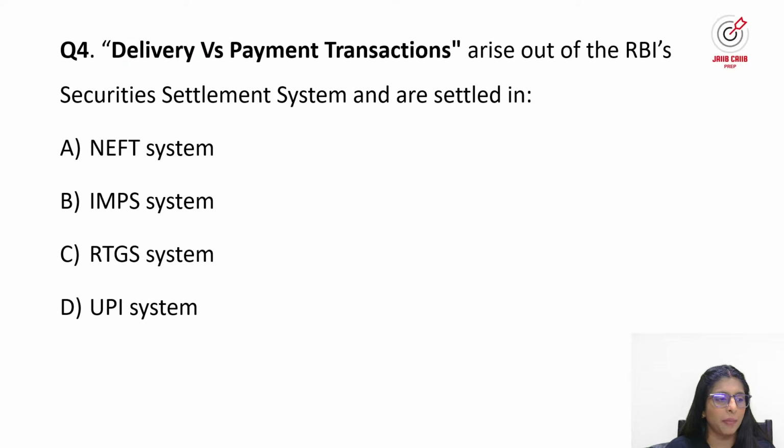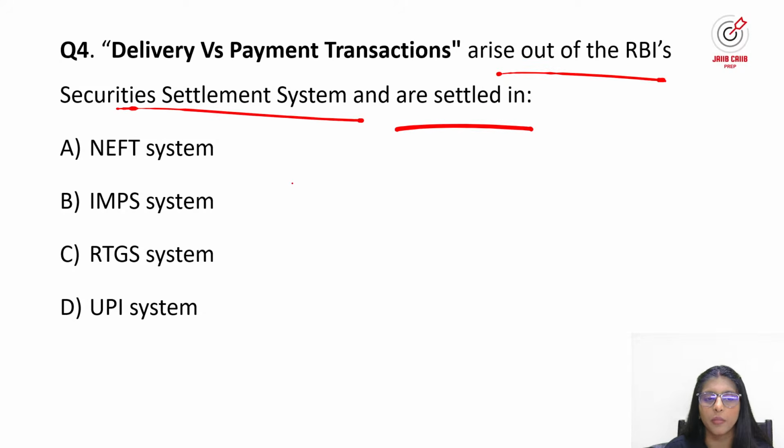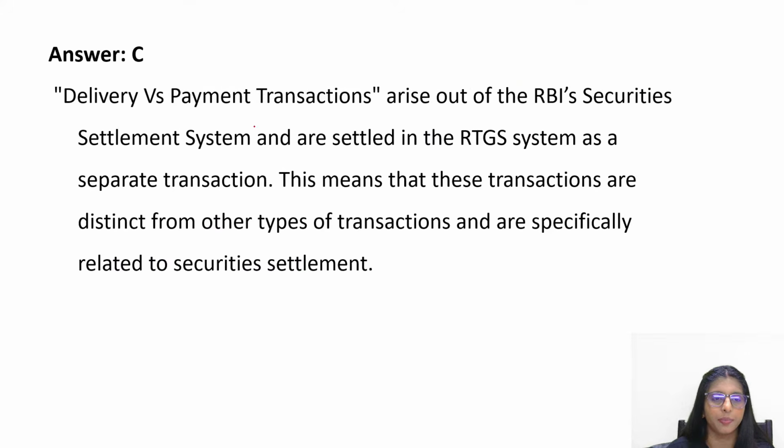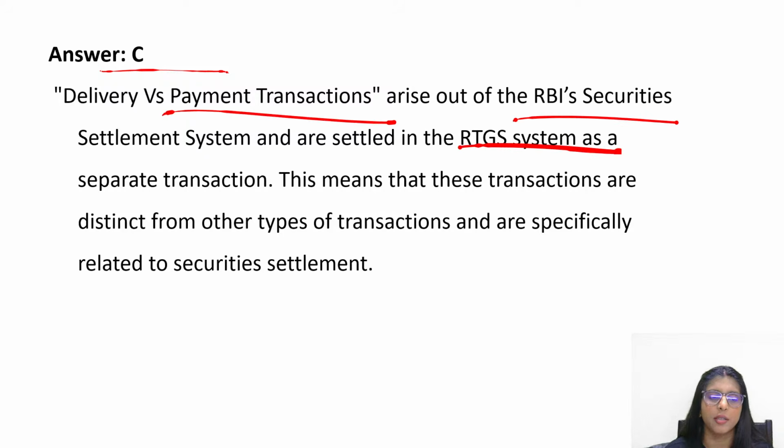Delivery versus payment transactions arising out of the RBI security settlement system are settled in NEFT system, IMPS system, RTGS system, or UPI system. Delivery versus payment transactions are settled in the RTGS system. That is, option C is the right answer. RTGS system.